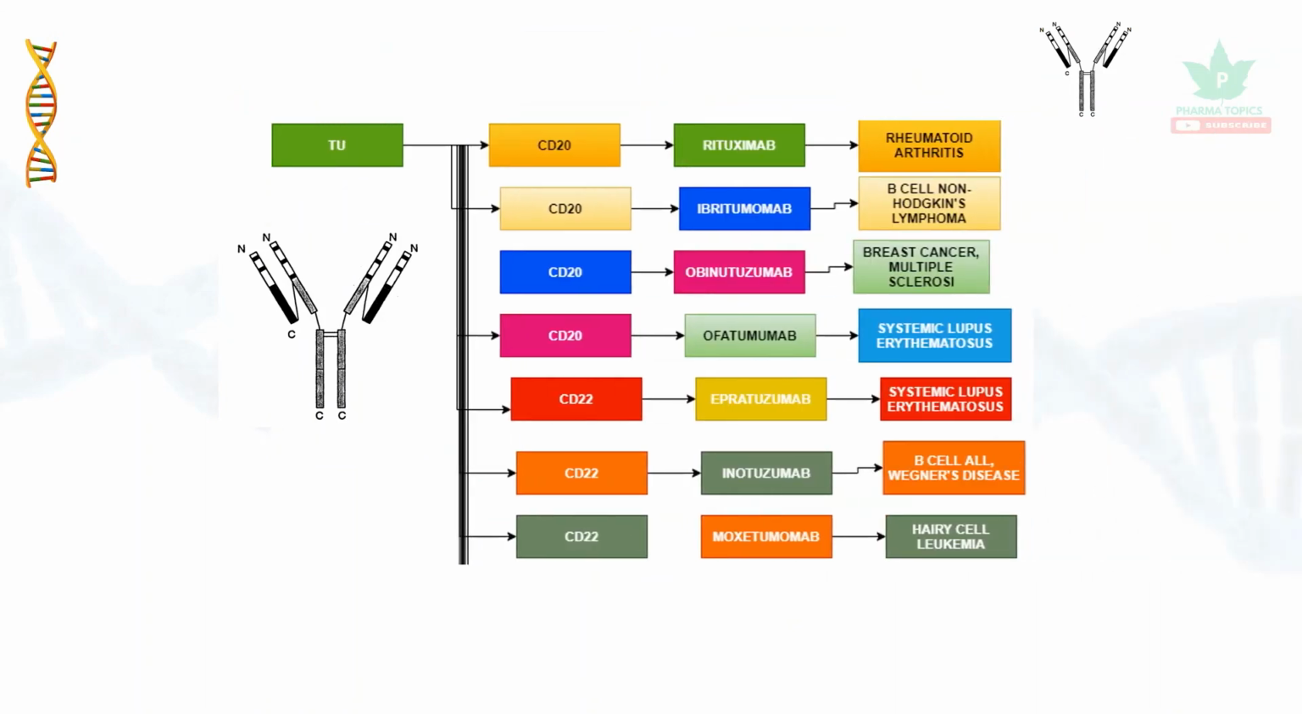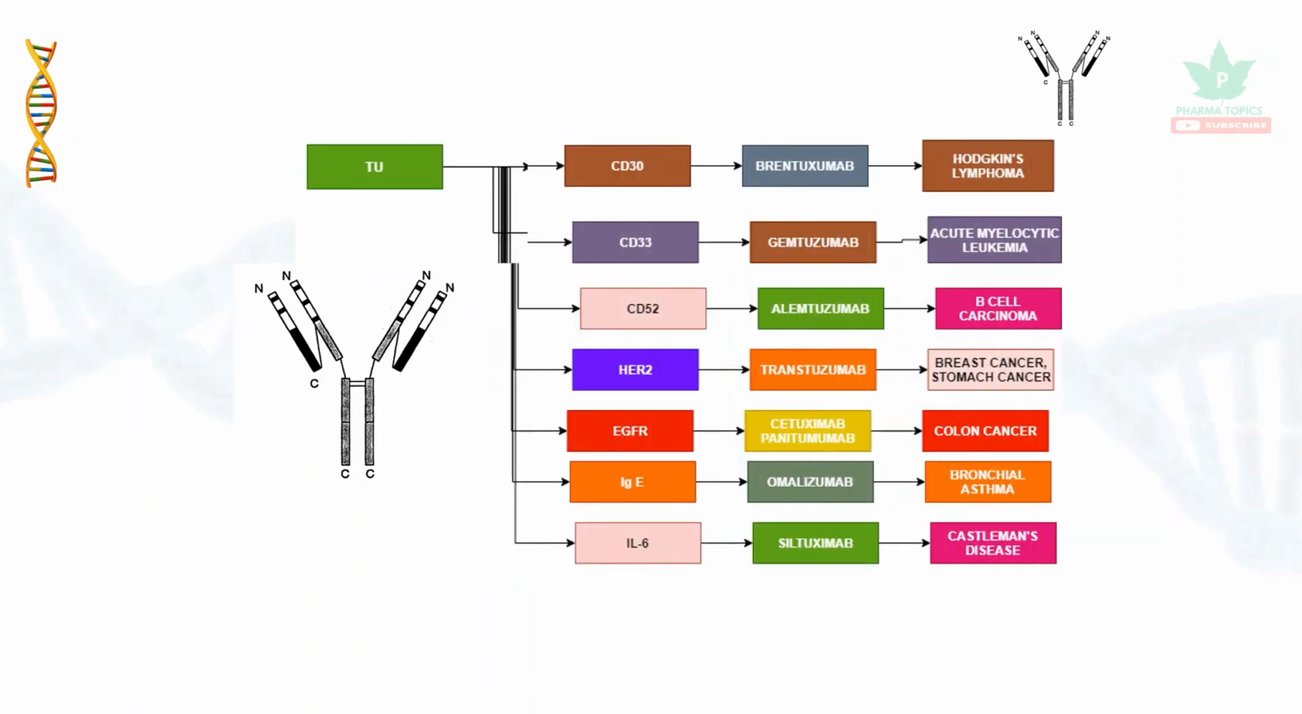The next, a broader set, is 2. So any monoclonal antibody containing 2 is given for different targets: T cells, CD20, CD22, and they are given for rheumatoid arthritis, B cell non-Hodgkin's lymphoma, breast cancer, systemic lupus erythematosus, Wegener's disease, and hairy cell leukemia. You can see the examples which you can remember. And they also target CD30, CD33, CD52, human epidermal growth factor 2, and epidermal growth factor.